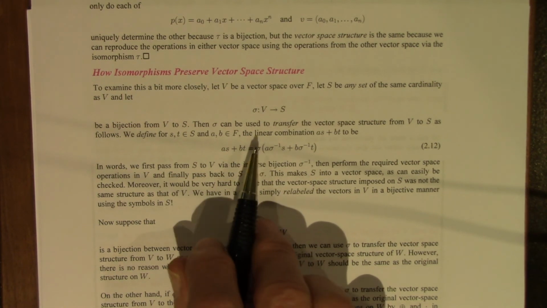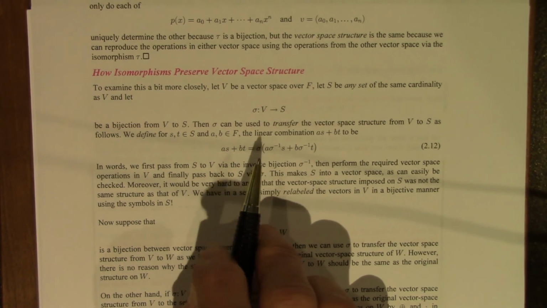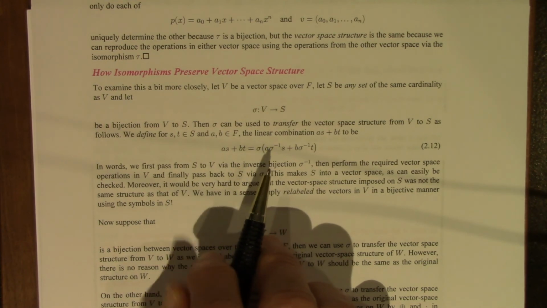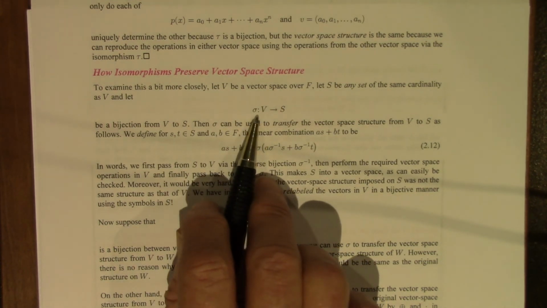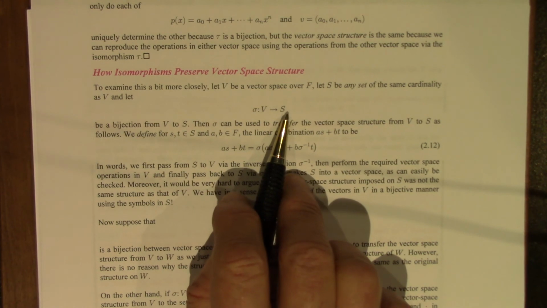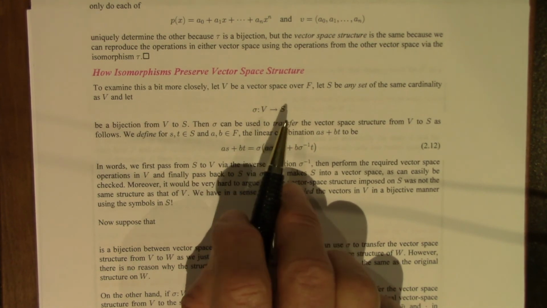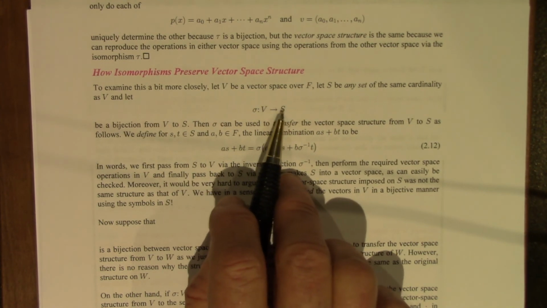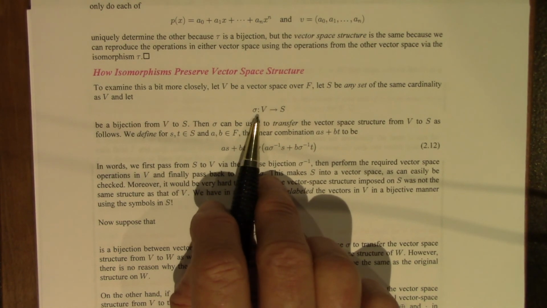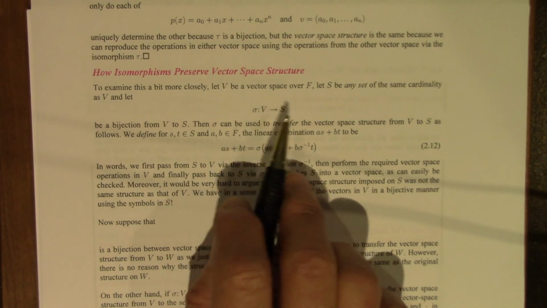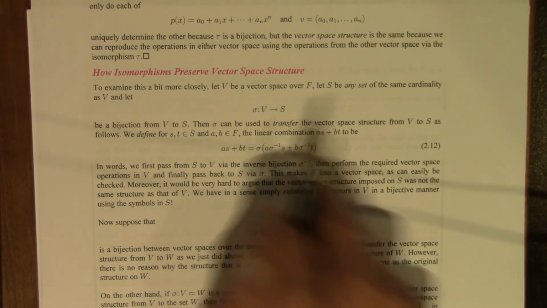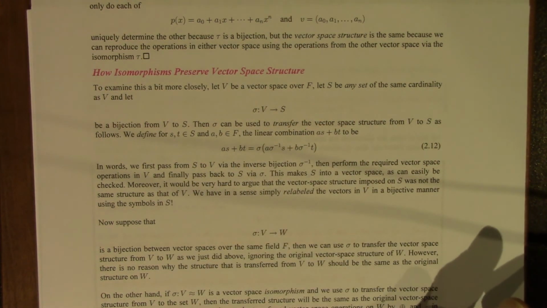So we are, if you would like to say, borrowing the operations on V to use on S. Take vectors in S, ship them back to V, use the vector space operations in V, then send back to S. So this process makes S into a vector space.